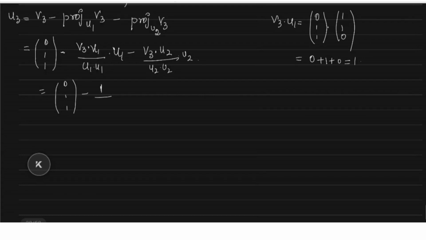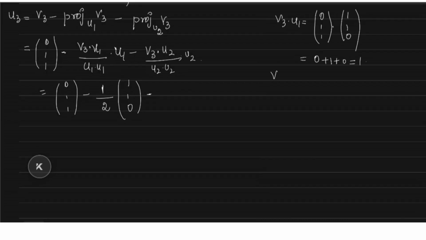Okay, so it is (0, 1, 1) minus the numerator part here, which is 1. We have found previously what is u1 dot u1. u1 dot u1 was nothing but 2, into u1. u1 is nothing but (1, 1, 0).